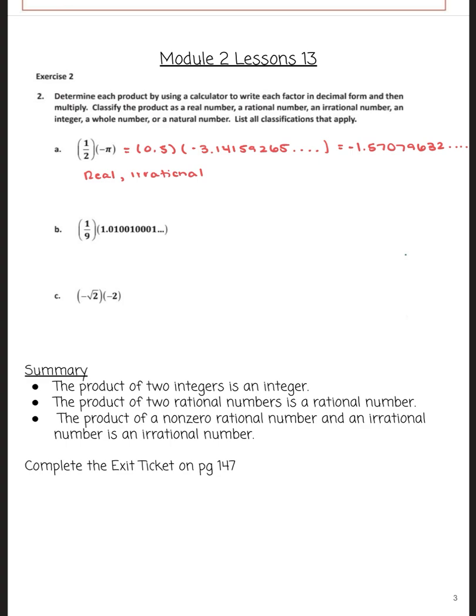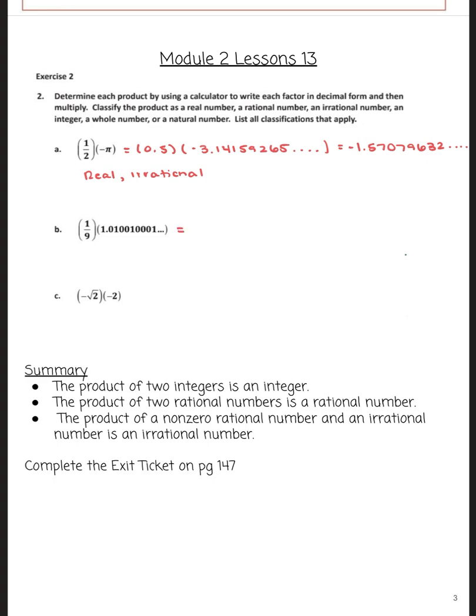So I have 1/9 times 1.010010001, and we can see we have the dots, so that is a non-terminating decimal. So we know that we have a rational number, which is 1/9, and we have an irrational number, which is 1.010010001, which means that it is going on forever, so it is non-terminating.